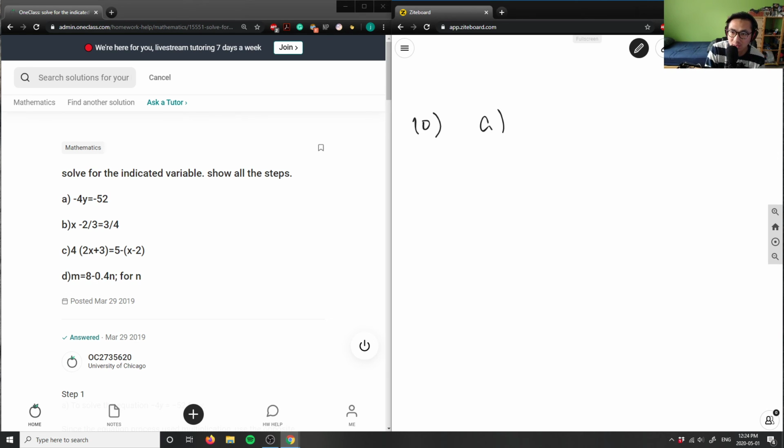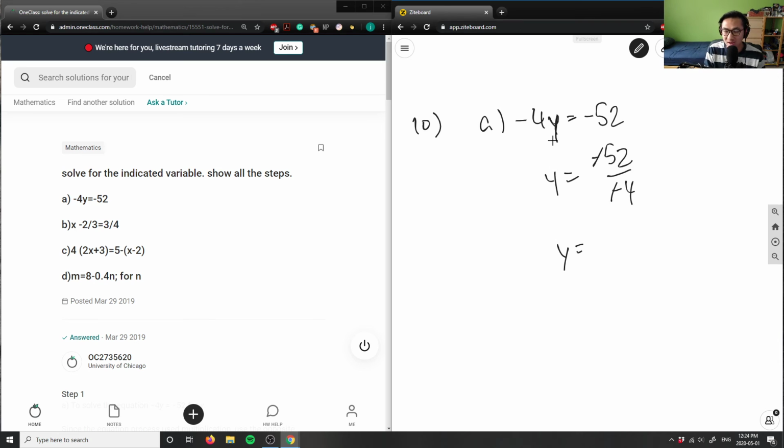So A is stating negative 4y equals negative 52. I'm going to solve for the variable. I'm solving for y, right? So if I want to solve for y here, y is already on one side here. I want to get rid of this negative 4, right? So I'm going to divide both sides by negative 4 to get rid of the negative 4 on my left side. So I have y here equals negative 52 divided by negative 4.